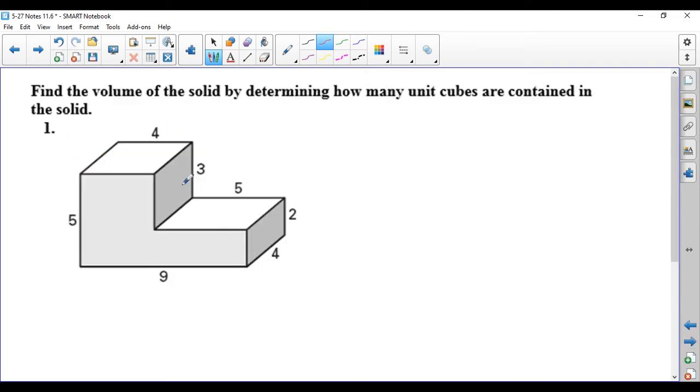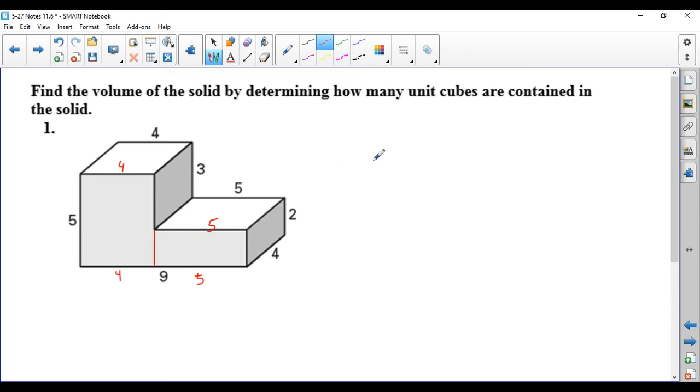So we're going to do a couple examples finding volume. And this one is just talking about that volume addition postulate. When I have a solid such as this, I can break it up into two prisms. So if this was 4 and the whole length is 9, I know that this is 5, which makes sense with the 5 up there as well. So this is 2 rectangular prisms.